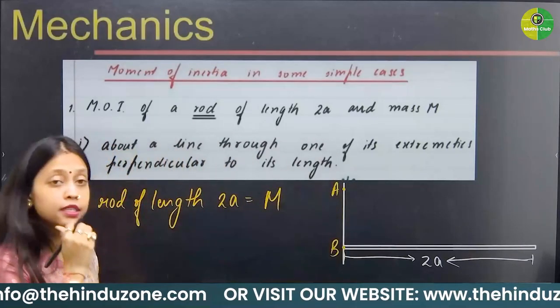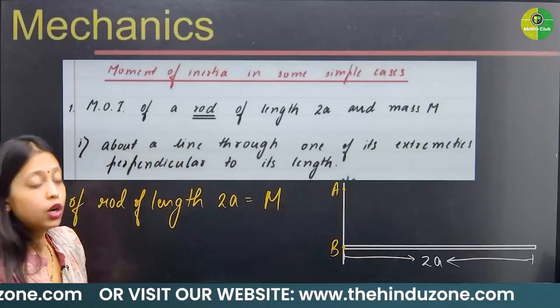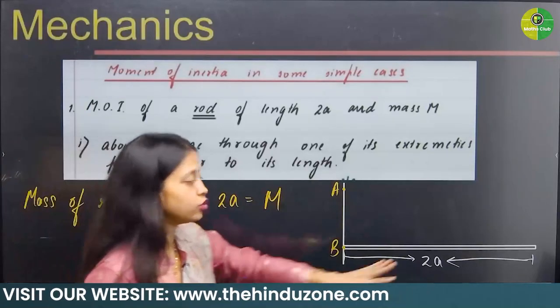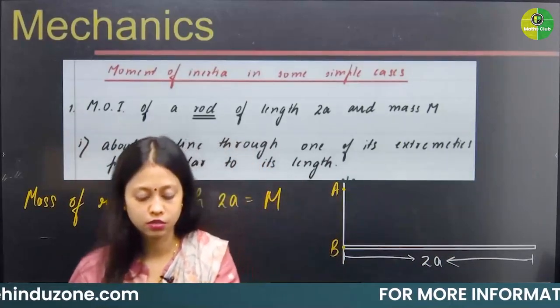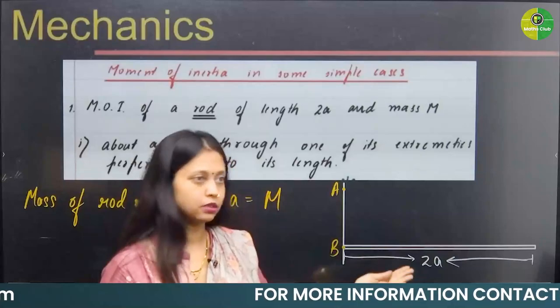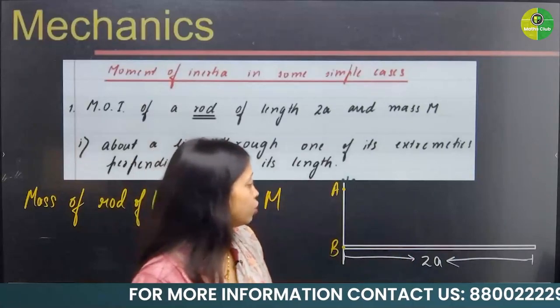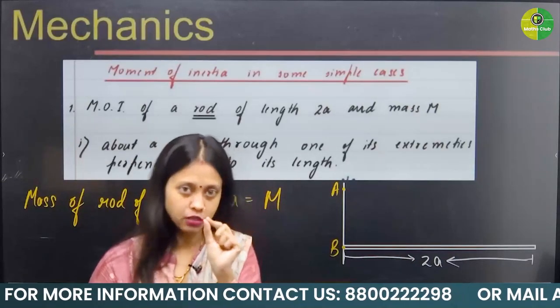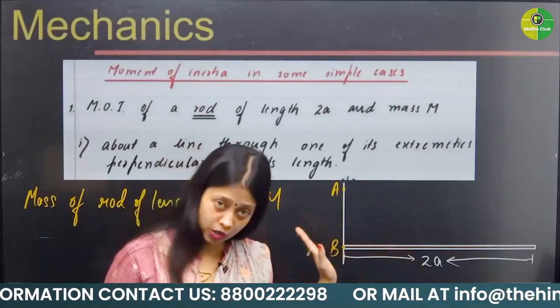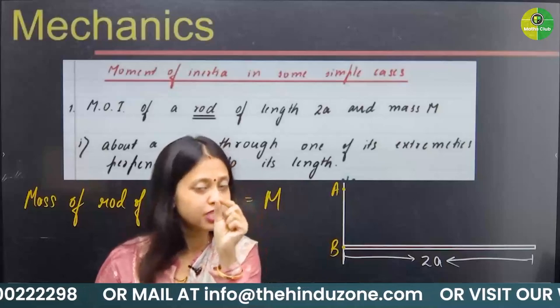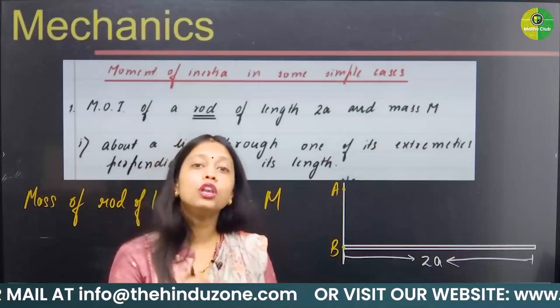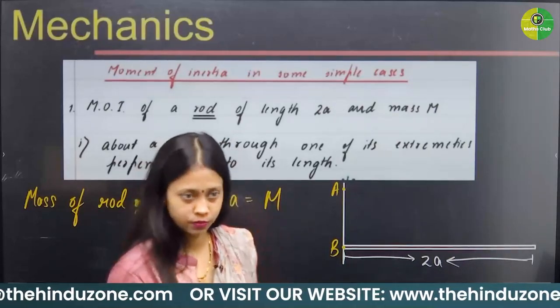Okay. This line is AB. So now we have a rigid body, we have a line. What we need to do? MR square, mass and the distance. So that was just for a particle. But this is a body where mass is continuously distributed. Okay, it's a rigid body. So what we'll do is we'll start by taking a small elementary portion. That was the definition.